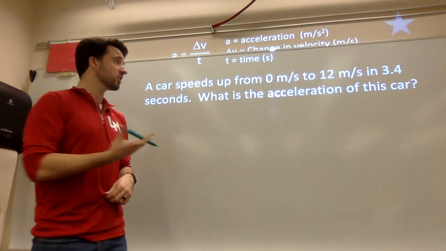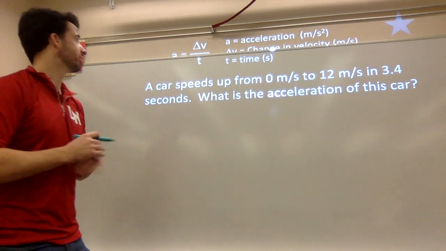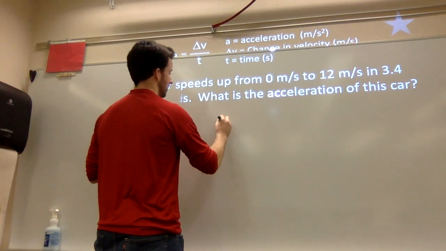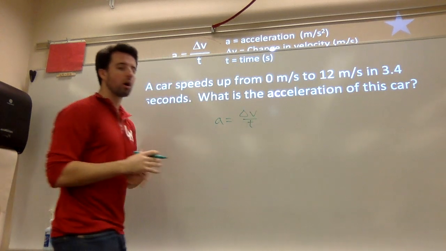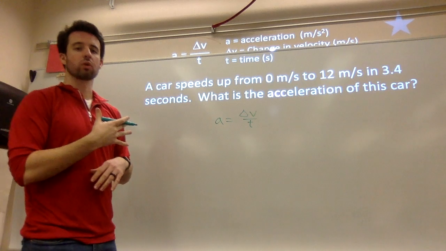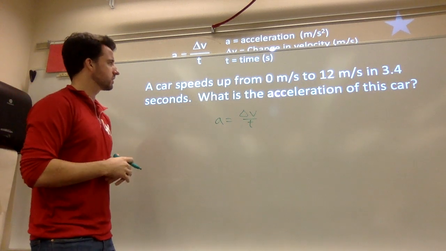Actually, I like to think that this is a little bit easier than the velocity problems, but let's get to it. Okay, acceleration. A is delta V divided by T. Notice how I'm always writing down my equation beforehand, like a professional. Always writing that ahead of time.